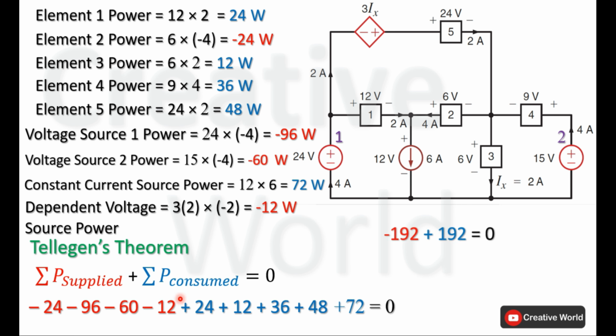If we add these values, all power supplied will be minus 192 watt and all absorbed powers will be plus 192 watt, and if these two add together their result will be 0. At this stage Tellegen's theorem is justified using all supplied and absorbed powers of this network, and it is proved that if we add all supplied and consumed powers of a network together their result will be 0.